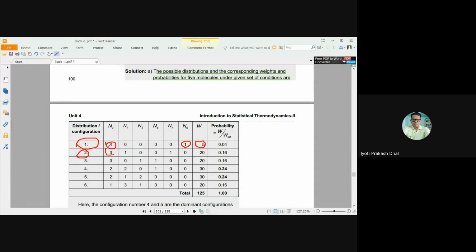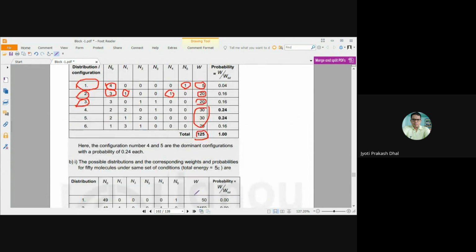In the second case, configuration 2, 3 molecules will be present in N0, 1 molecule will be present in N1 and another molecule will be present in N4. Here you can calculate the value of W, that is 20. You can calculate the value of W by applying that formula. Similarly, in the third configuration, the W value is 20. Similarly, for the 4th, 5th and 6th configurations, these are the W values. The W total is 125.